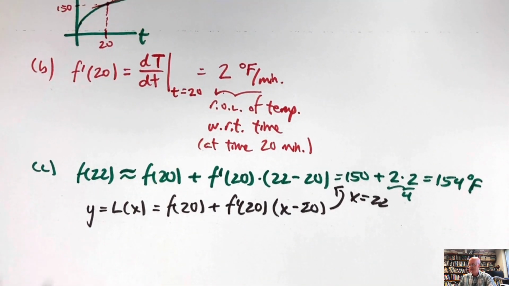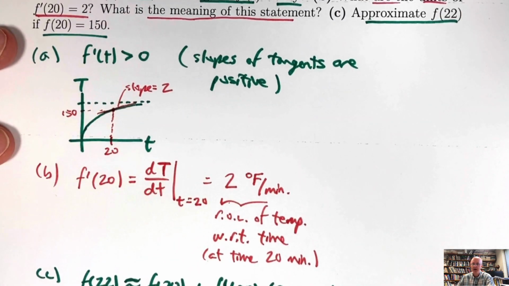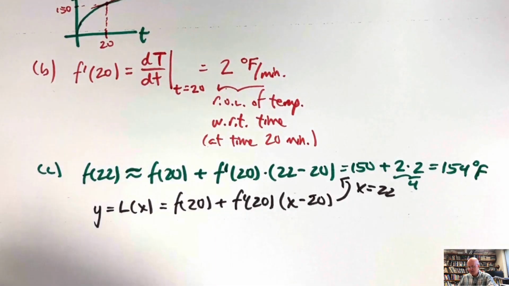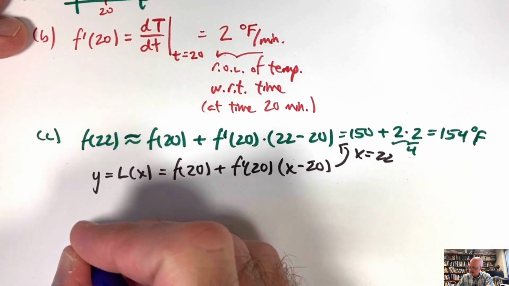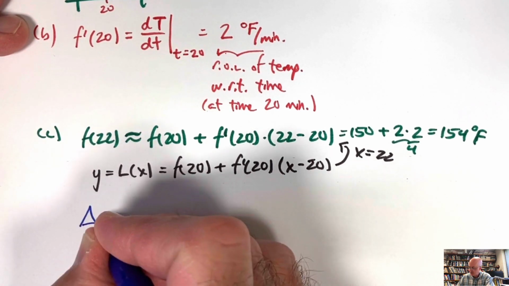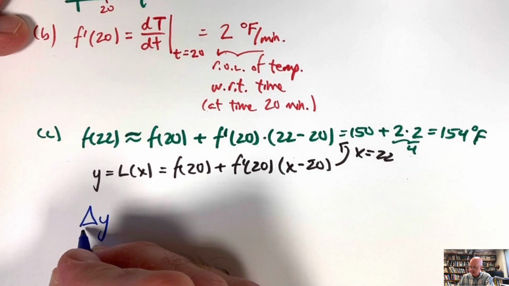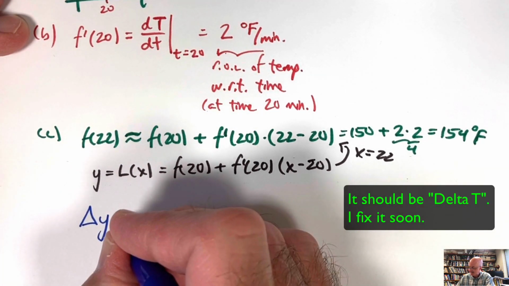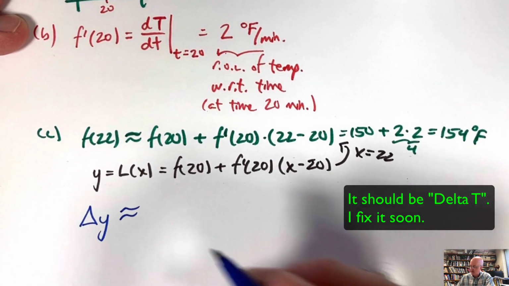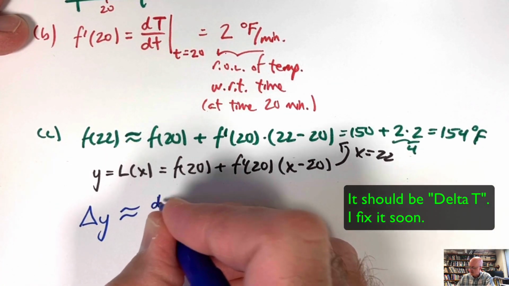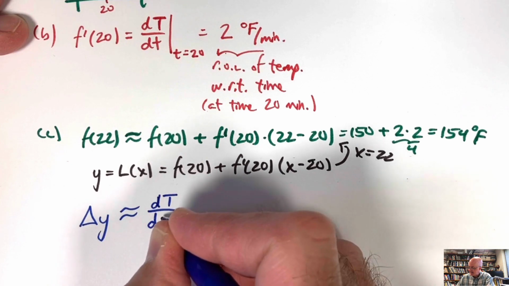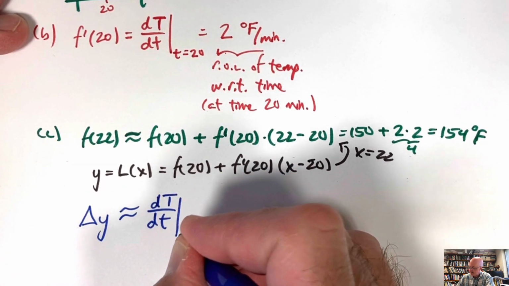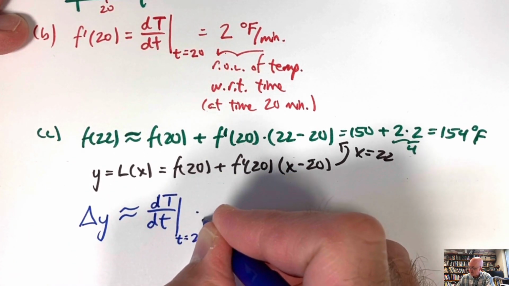Another way you could write the answer, or think about approximating f of 22, that's perhaps a little bit more intuitive, is to think about it in terms of the rate of change, the derivative, as telling you the approximate change in y. This is a delta y here. That's not a triangle. That's a capital Greek letter, delta. Delta y is approximately the rate of change at 20. I'll go ahead and use the Leibniz notation for that. dT, capital T, d little t, evaluated at t equals 20, times delta little t.